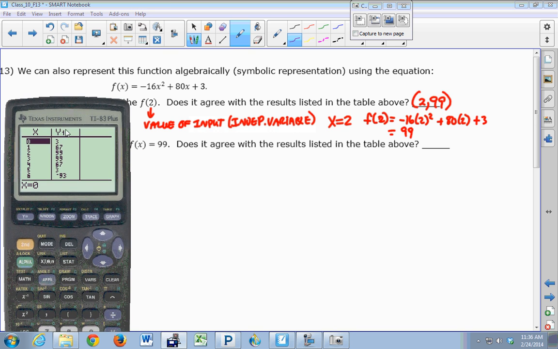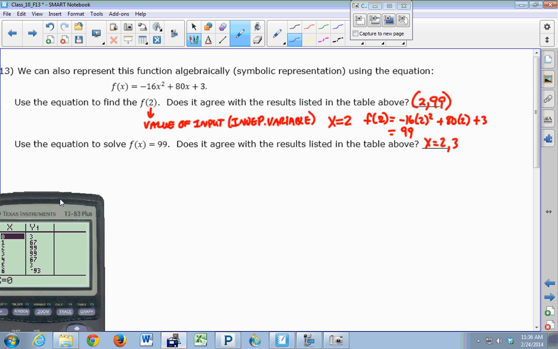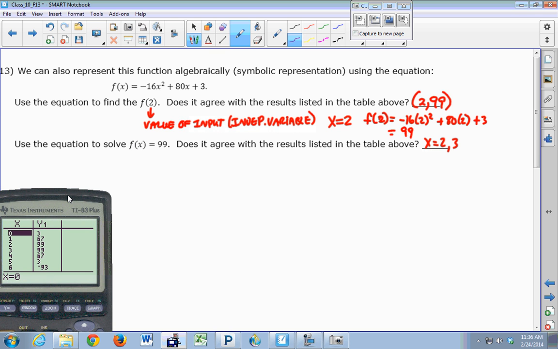Well, look, 99 is now our output. So if I were using my table, I see it has two answers, 2 and 3. So both at 2 seconds and at 3 seconds, I'm at 99. If I have two answers, that means to solve this equation, I'd be solving a quadratic equation. So let's see. My output is 99, so I replace f of x with 99. And I think we could use a little review of solving a quadratic.